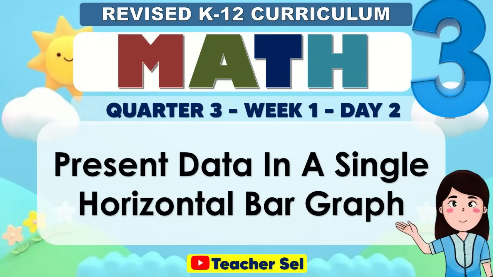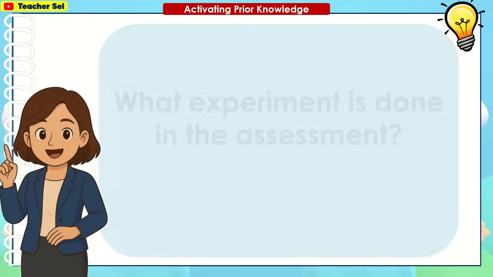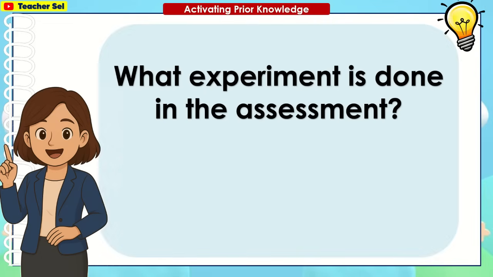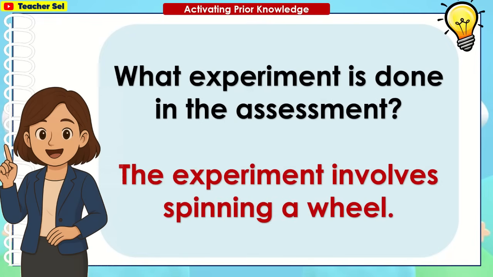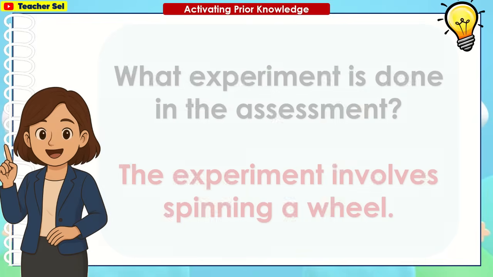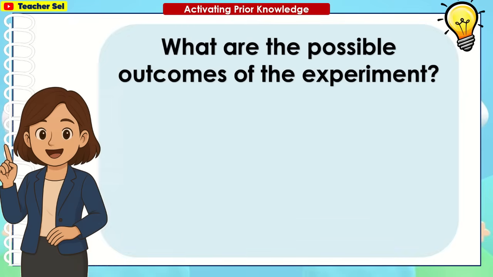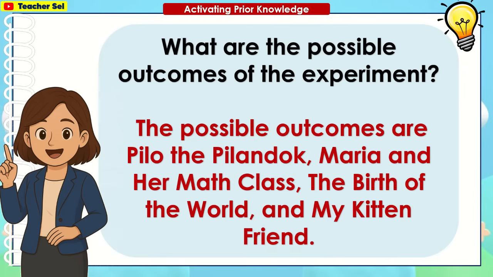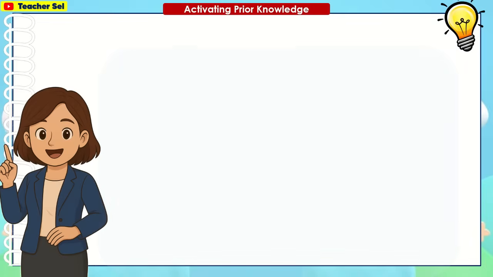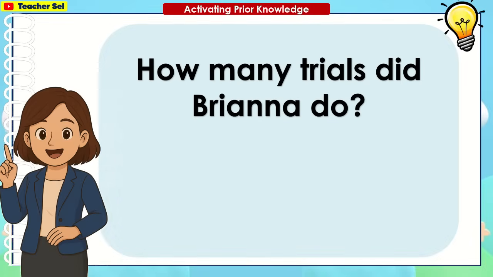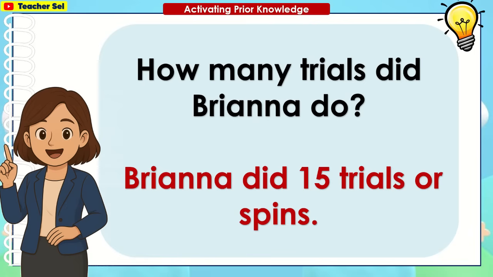For day 2, present data in a single horizontal bar graph. What experiment is done in the assessment? The experiment involves spinning a wheel. What are the possible outcomes of the experiment? The possible outcomes are Pilo the Pilandok, Maria and Her Math Class, The Birth of the World, and My Kitten Friend. How many trials did Brianna do? Brianna did 15 trials or spins.